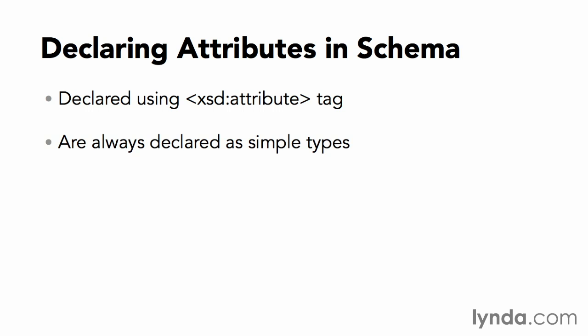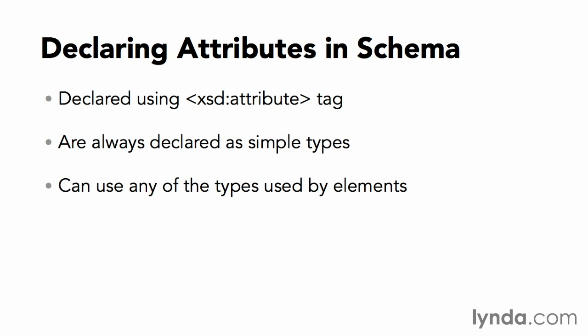Now that we've looked at declaring elements with schema, let's take a look at how we would declare attributes with schema. Like elements, attributes are declared using their own element in schema, and that happens to be the attribute tag. Attributes, unlike elements, are always simple types. There's no complex types for attributes in schema.